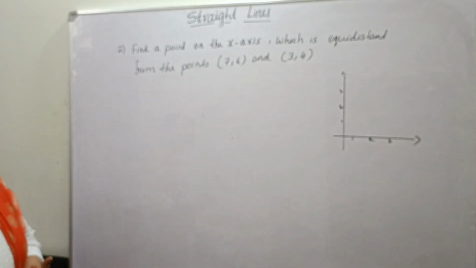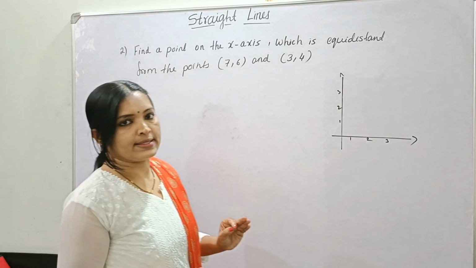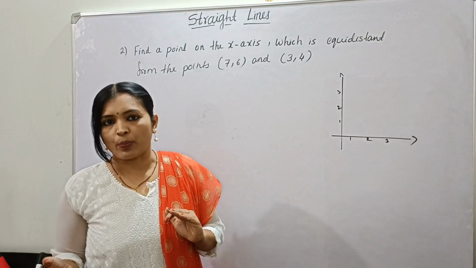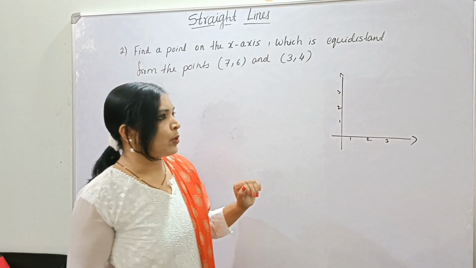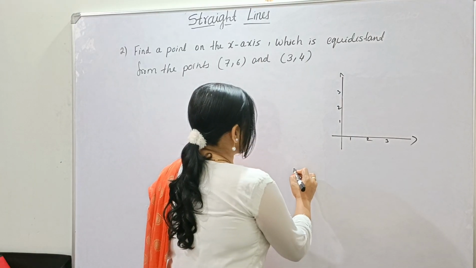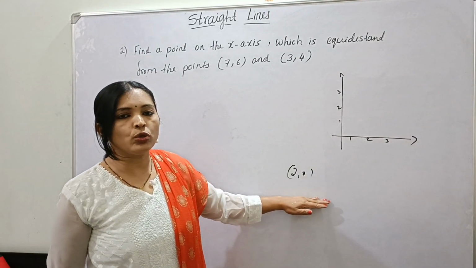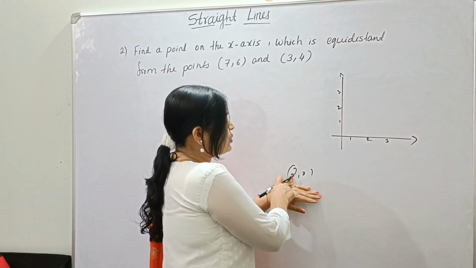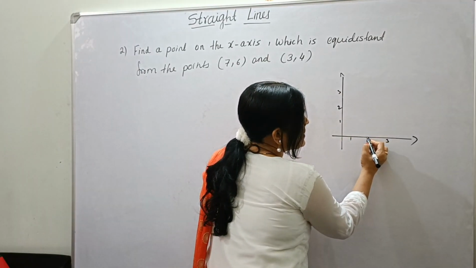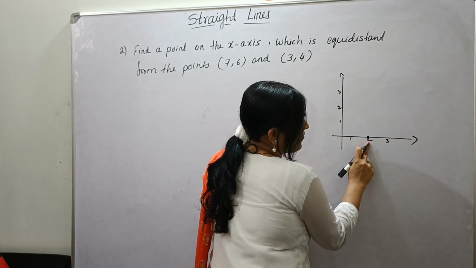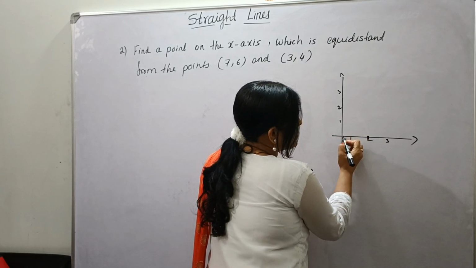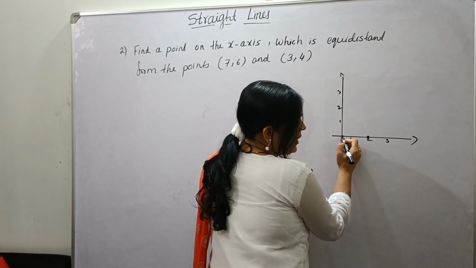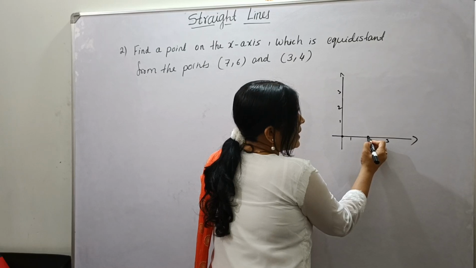So we have to find a point on the x-axis, right? If a point is on the x-axis, its y coordinate is 0. Let us plot some point, say (2, 0). How to plot the point? The x value is 2 and the y value is 0, so the point is here. Because the y coordinate is 0, y is 0 here and x is 2 here. So (2, 0) is here.